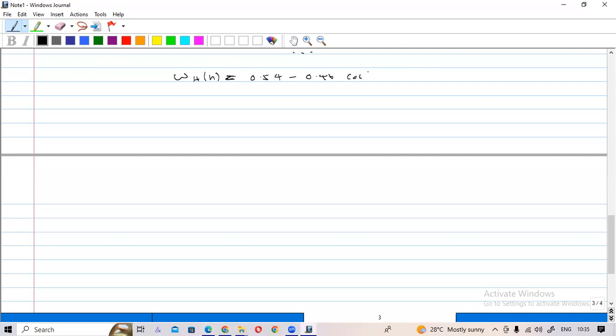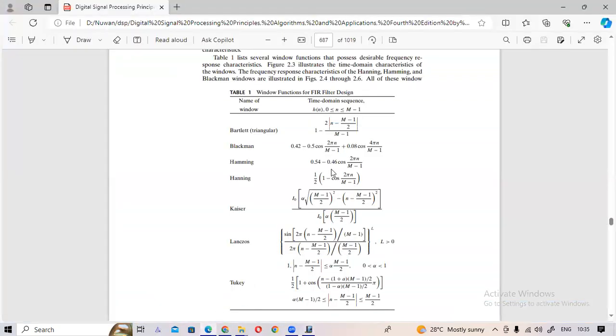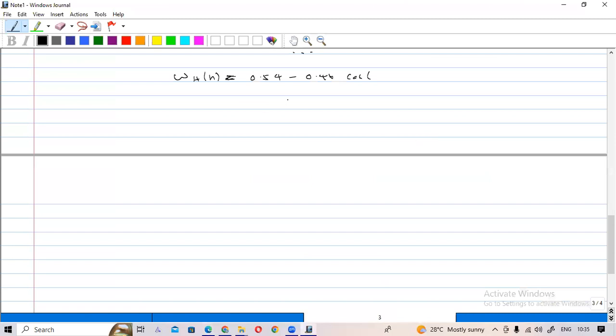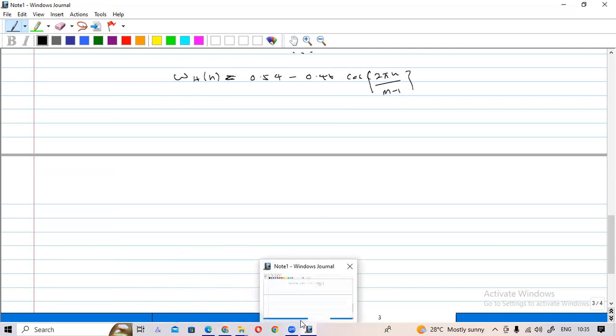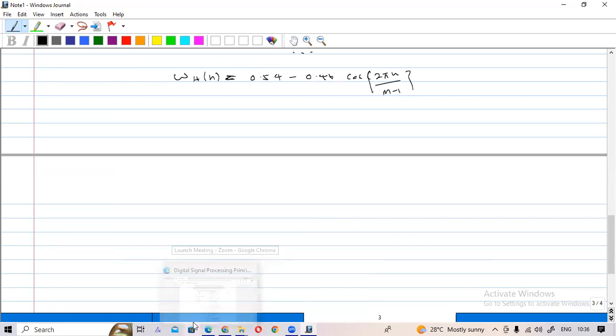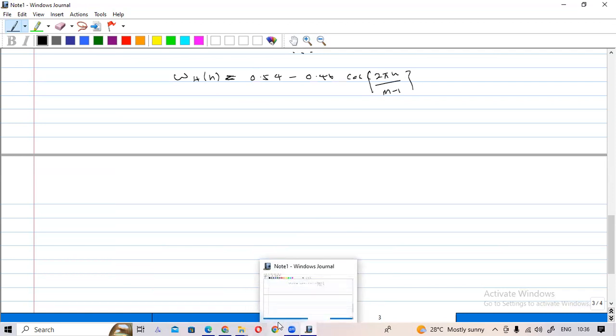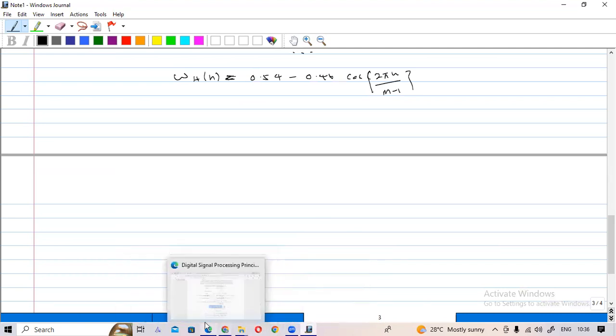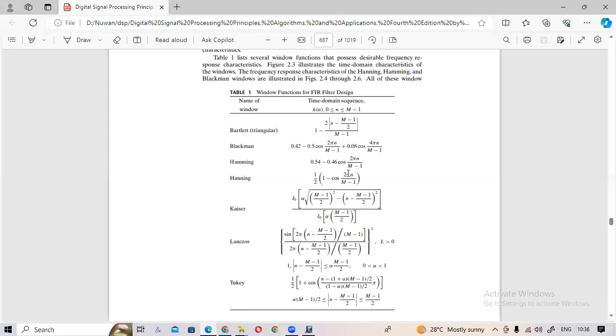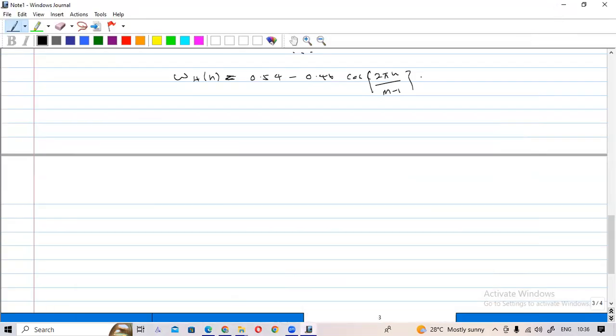So it is 0.54 minus 0.46 cos(2πn/(N−1)). This is the Hamming window.